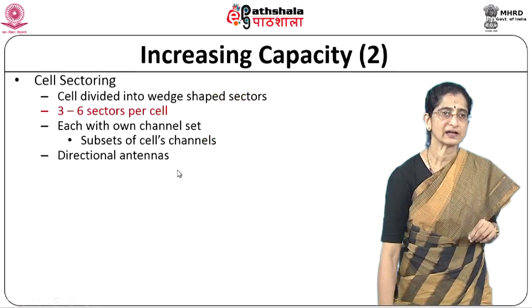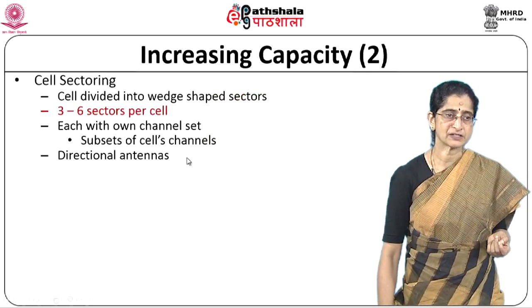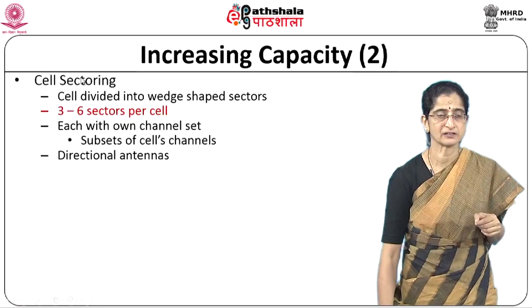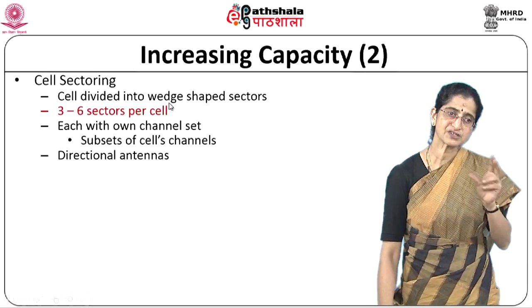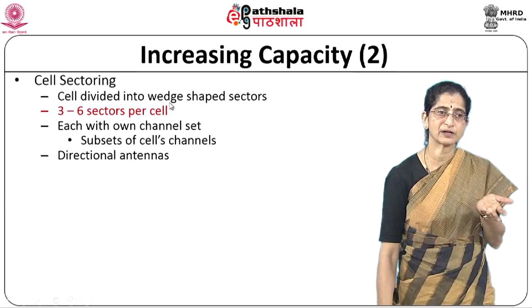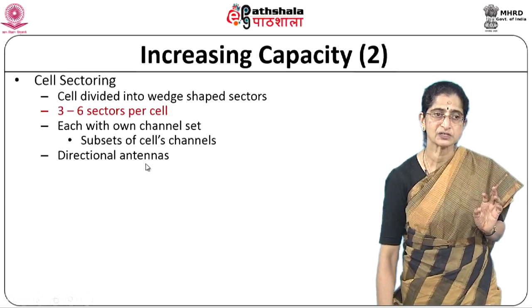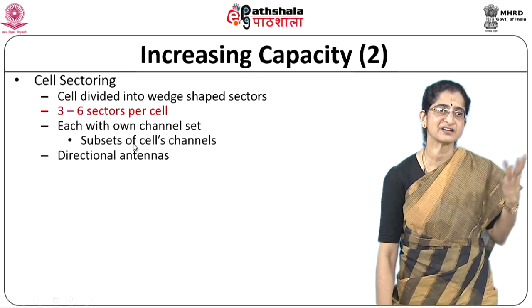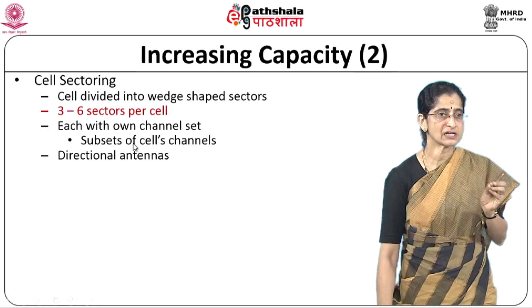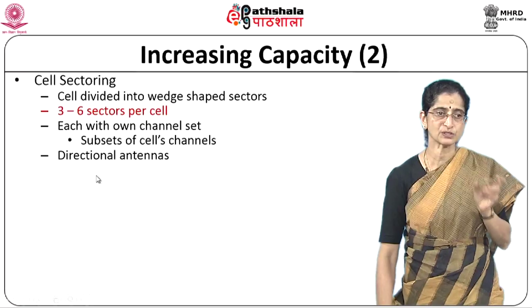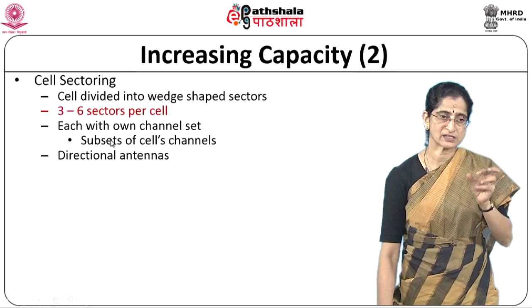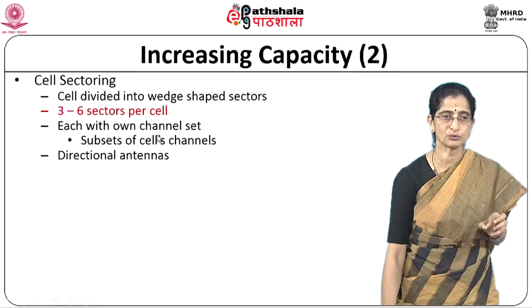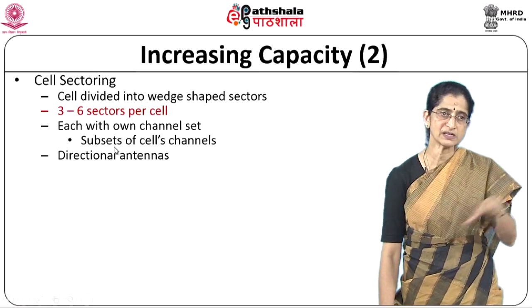Now, another idea that is used for increasing capacity is what is referred to as cell sectoring. In cell sectoring, the cell is divided into wedge-shaped sectors. That is, you have some kind of directional antenna that is used. So, you do not have a 360-degree transmission, but transmission only in a particular angle. Okay, so you have what are called directional antennas. Now each of these sectors, as we call them, can have their own channel set, which is a subset of the cell's channels.